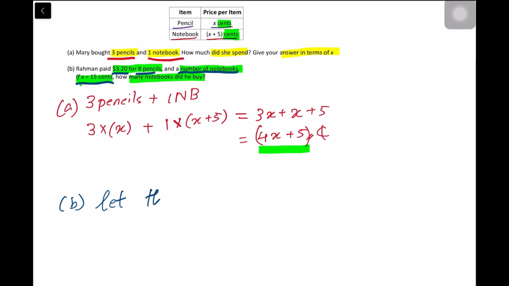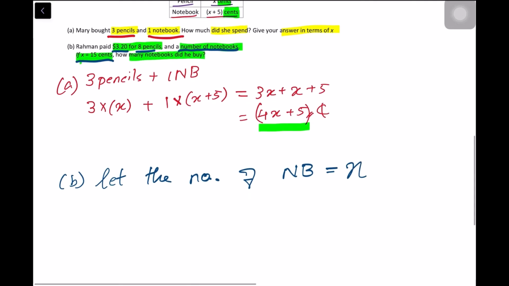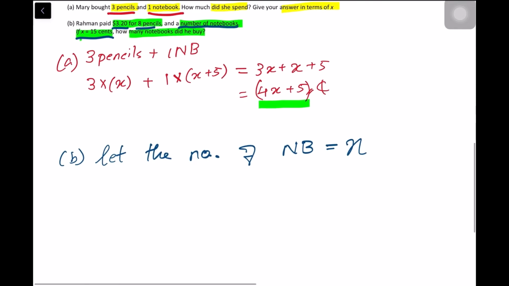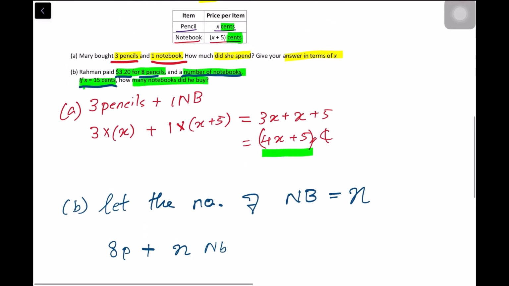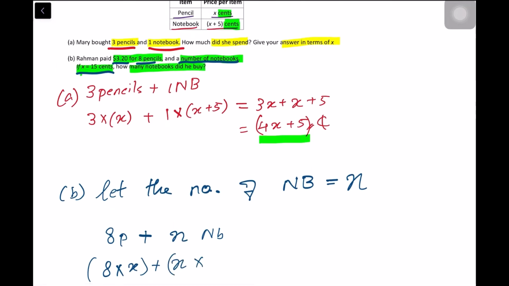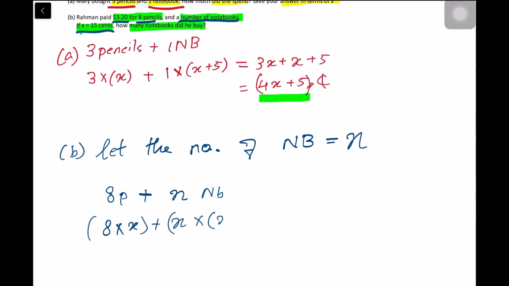So let the number of notebooks be n. This gives a sense of clarity that the examiner knows what you're talking about in the following equations. So he bought 8 pencils and n notebooks. Correct? 1 pencil costs X cents, so he paid 8 times X plus n times. Now 1 notebook costs X plus 5 cents, so we have X plus 5 cents.